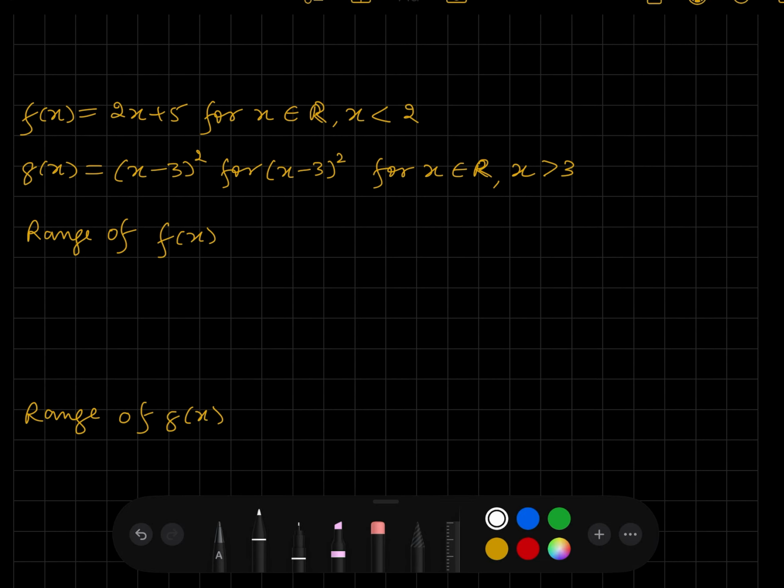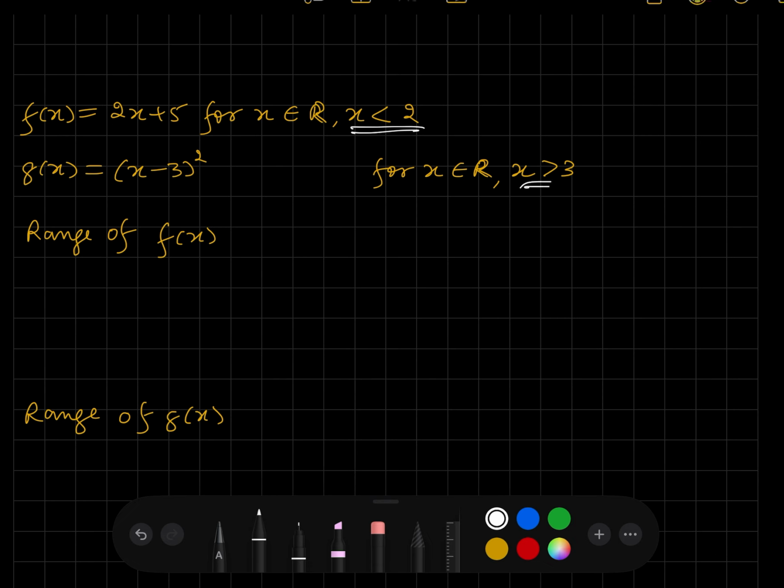Okay. Next, let us take the next question. The function f(x) is 2x plus 5, where x belongs to real numbers and x is less than 2. So this is the domain. And g(x) is (x minus 3) whole square, for x belonging to all the real values and x is greater than 3. So this is the domain of g(x). Now we have to find out the range of f(x).